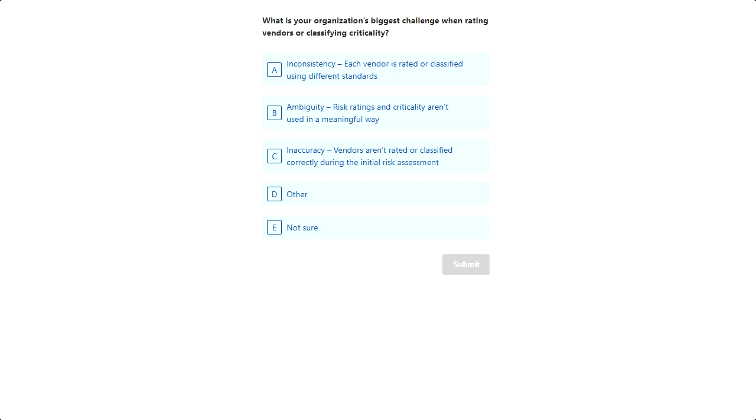Our second poll question of the day is, what is your organization's biggest challenge when rating vendors or classifying criticality? Inconsistency: each vendor is rated or classified using different standards. Ambiguity: risk ratings and criticality aren't used in a meaningful way. Inaccuracy: vendors aren't treated or classified correctly during the initial risk assessment.